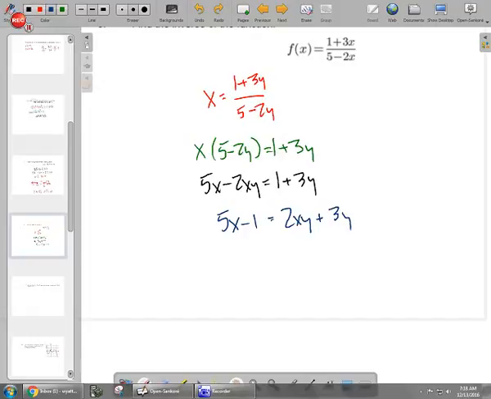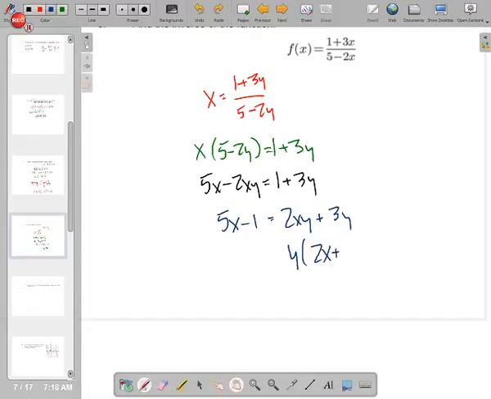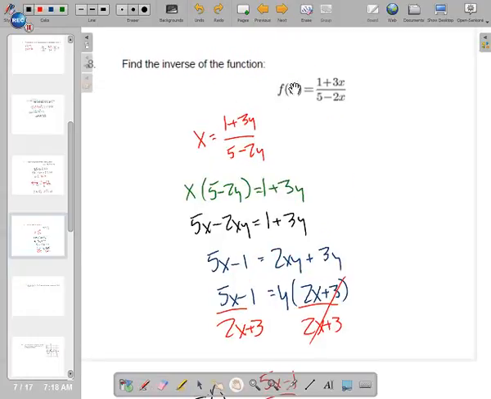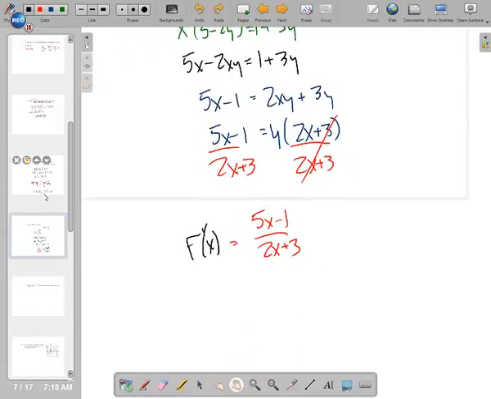Okay, so let's pick up where we left off here. I'm going to factor out this y, and I have 2x plus 3, and on the left side, now I have y times this quantity, so I can just divide out that quantity as long as I do it on both sides. And when I do that now, I have y equals, because those cancel out, 5x minus 1 over 2x plus 3. Now since this is an inverse, we're going to write our answer, instead of y equals, we're going to say f inverse of x equals, because the original function they gave us was f of x, and here's the inverse function.